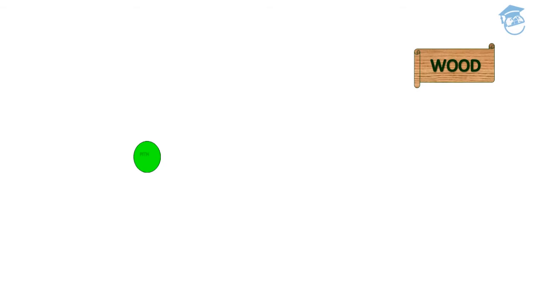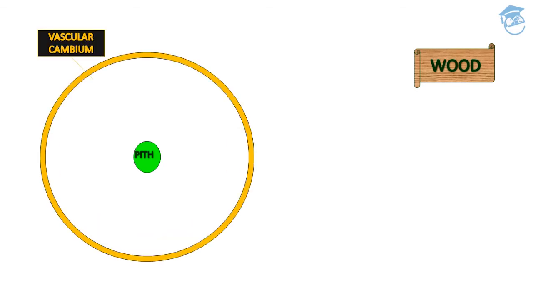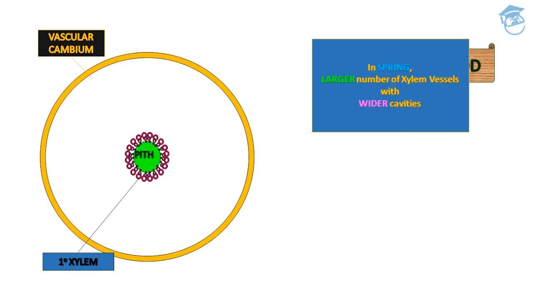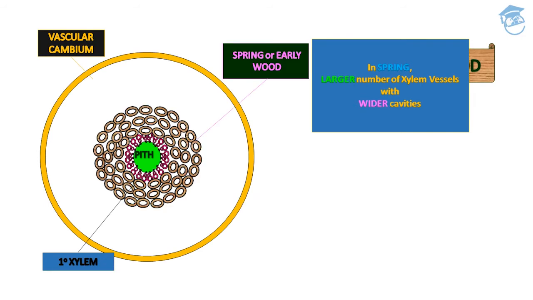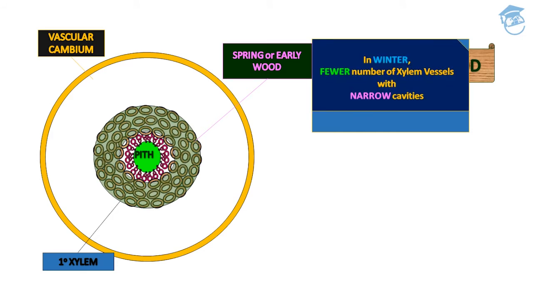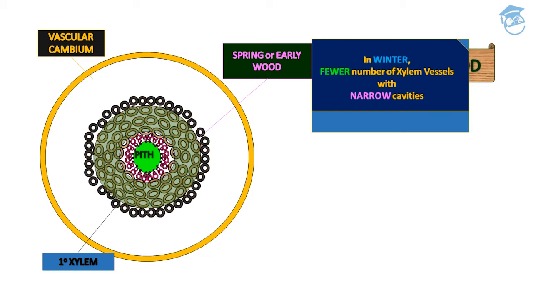Now let's see wood. This is the pith. This is the vascular cambium ring. This is primary xylem. In spring season, a larger number of xylem vessels with wider cavities is formed. So this is spring or early wood. In winter season, a fewer number of xylem vessels with narrow cavities are formed, which is this. Hence it is called autumn or late wood.